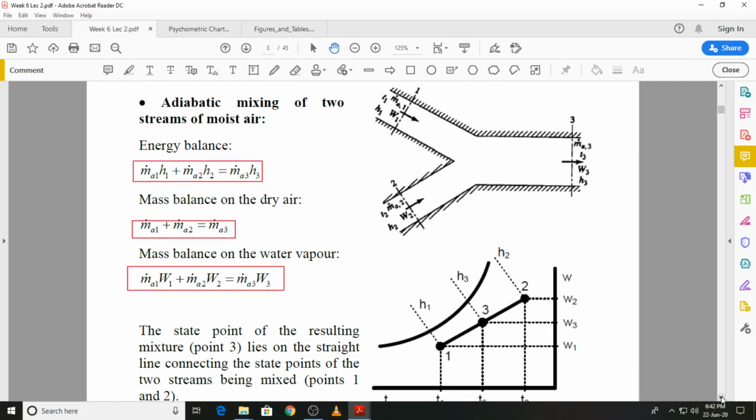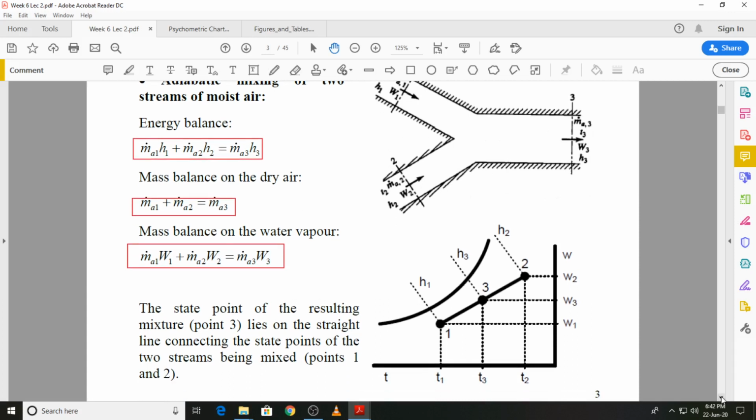The same process can be shown on the psychrometric diagram, and we have marked states 1 and 2, and you will see that state 3 will always lie on the straight line connecting states 1 and 2. Where on this straight line you will have state 3 will depend on the numerical values, but it will lie on this straight line. It could be closer to state 1, it could be closer to state 2, or it could very well be in the center. That will depend on the numerical values that we are going to work with for a particular problem.